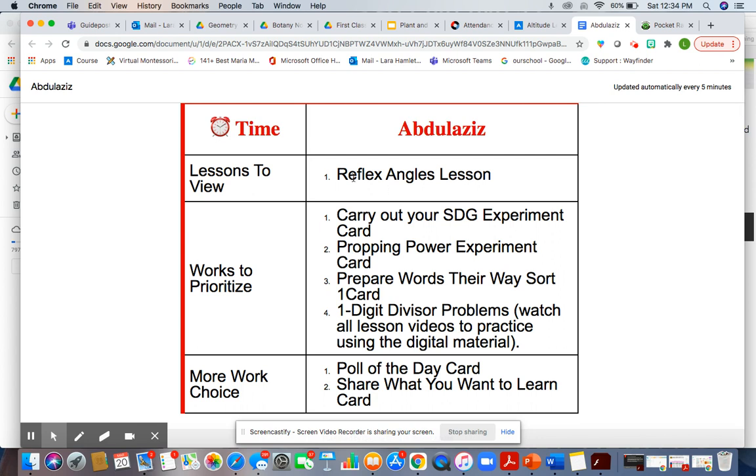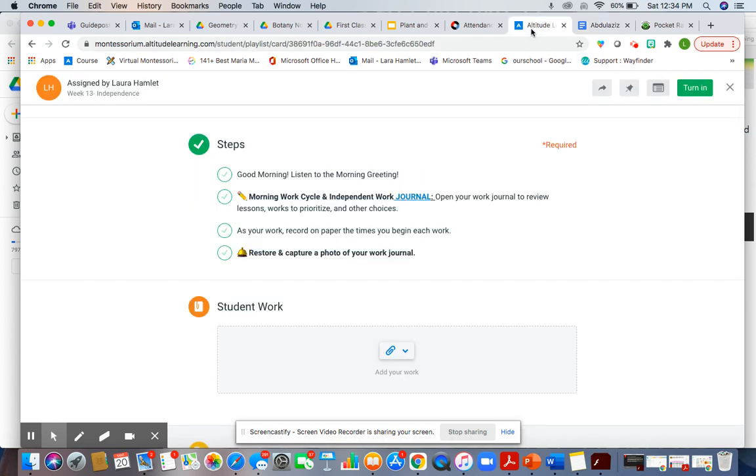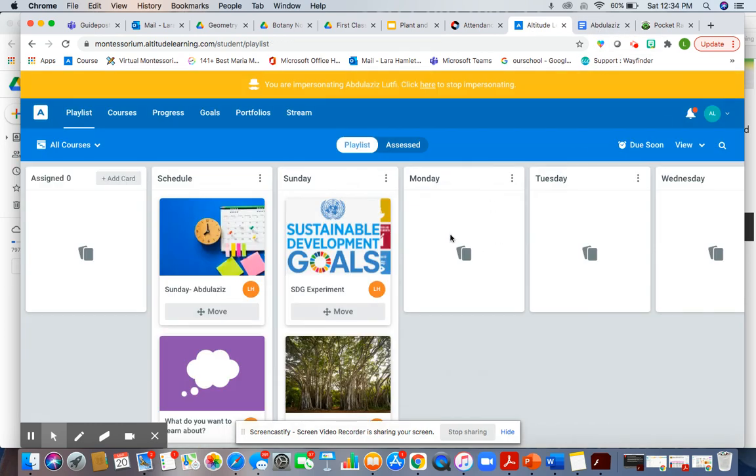You'll see here that first is a reflex angles lesson. This is the lesson that you need to review before coming to class on Monday. What does that lesson look like? Well, let's take a peek.